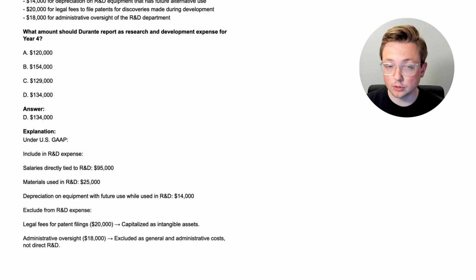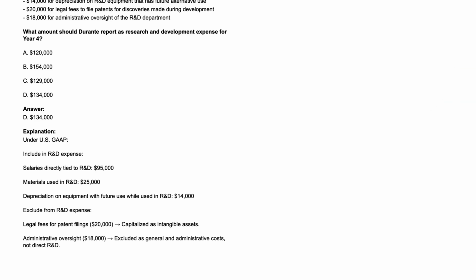Now let's talk about what is excluded from R&D. Legal fees for patent filings, these are capitalized as intangible assets. They are not included as research and development costs. And then administrative oversight, that is also excluded as general and administrative costs. It's not direct R&D. So again, administrative expenses and legal fees are not going to be included in R&D. So we learned a little bit more. Now let's go to the next question.